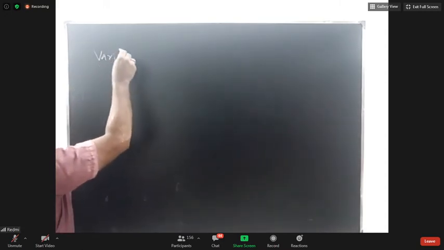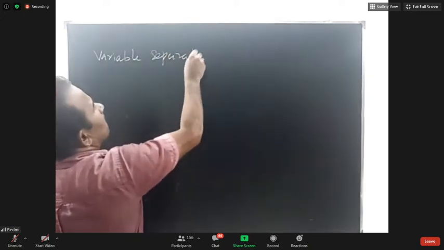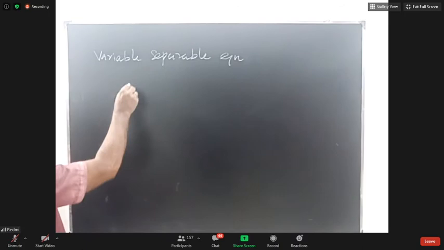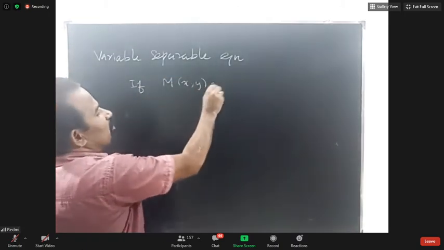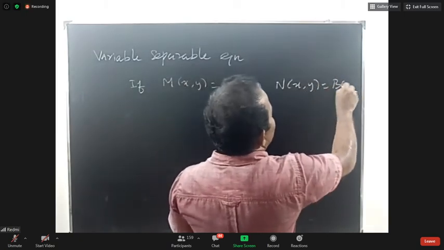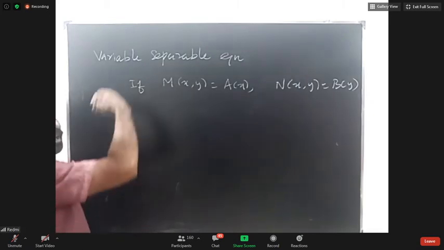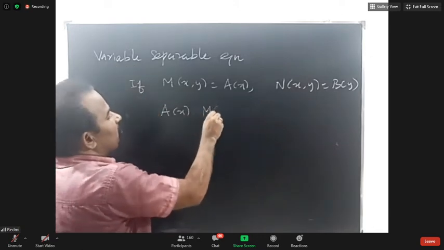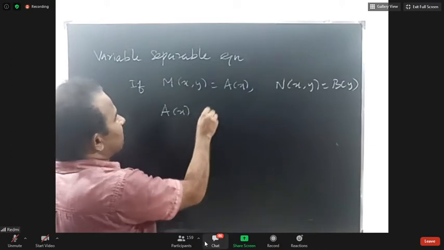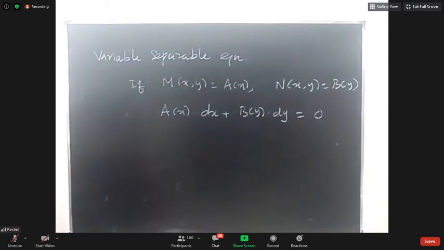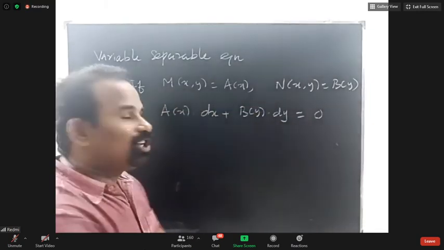Then variable separable equations, simply we say separable equations. Here, if M(x, y) is equal to a(x) and N(x, y) is equal to b(y), then the standard form becomes a(x) dx plus b(y) dy is equal to 0. Then automatically, taking integration on both sides, you will be getting the solution.